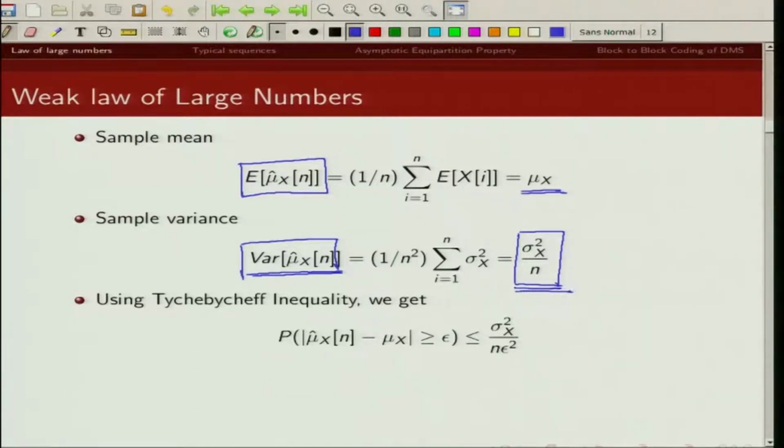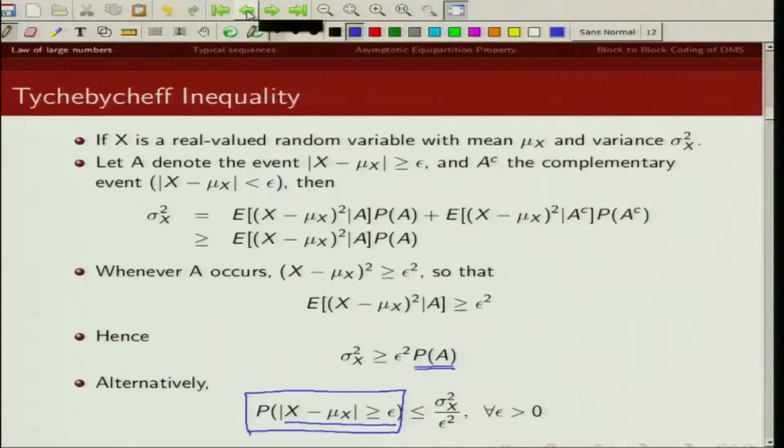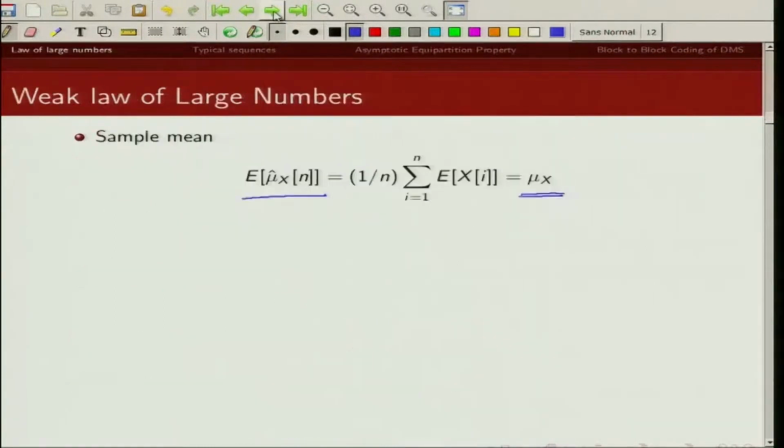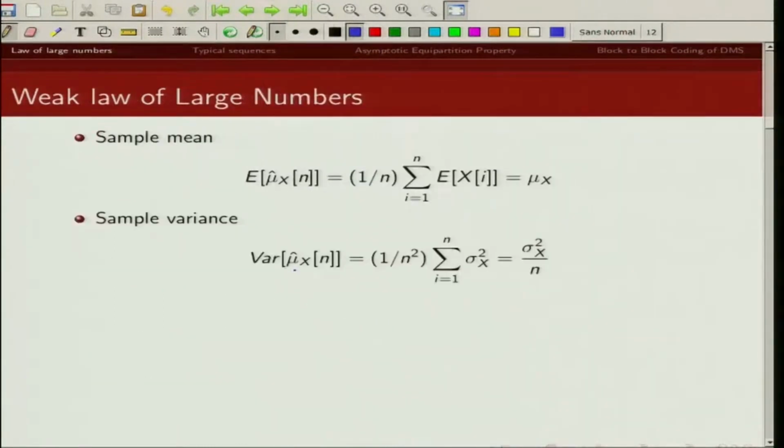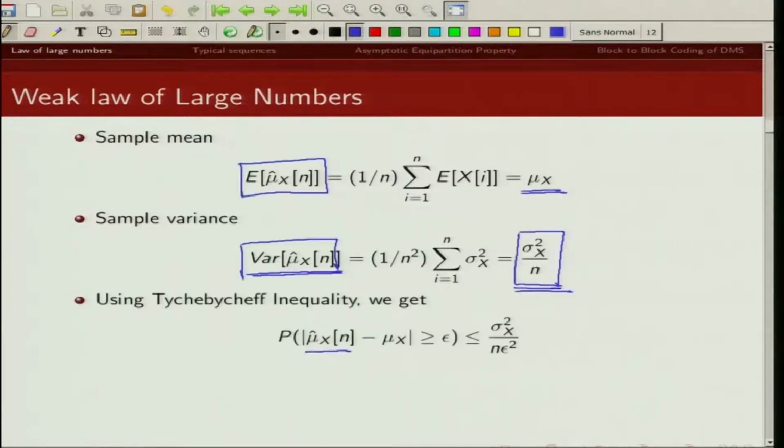Now if we invoke this, the probability that the absolute value of x minus mu of x is greater than or equal to epsilon is upper bounded by sigma x square by epsilon square. So in place of x you put mu hat of x, and the mean of mu hat of x, from this expression, is given by mu x. So that's my mean of mu hat of x. And what is the variance of mu hat of x? That is this quantity.